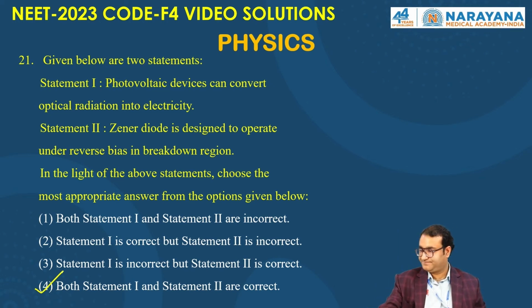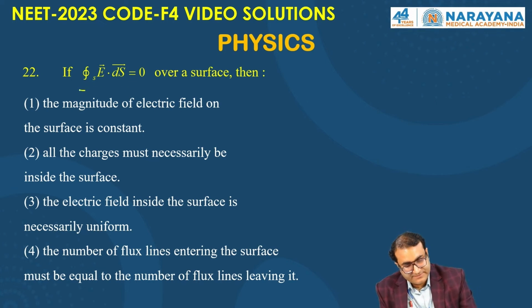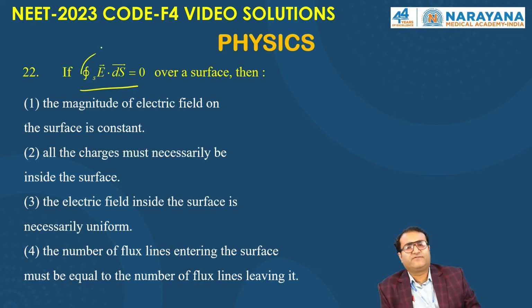Question number 21. Question number 22. Closed integral of E dot ds is 0. It is given in the question over a closed surface. Closed integral means closed surface only. Then which of the following options is correct? The magnitude of electric field on the surface is constant. It is wrong. We cannot say about electric field, it can be variable also.